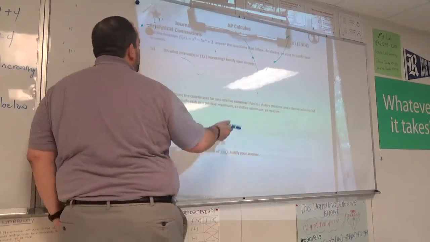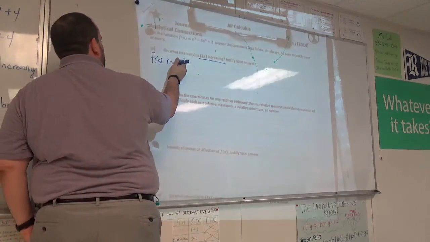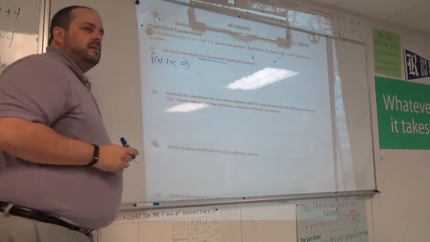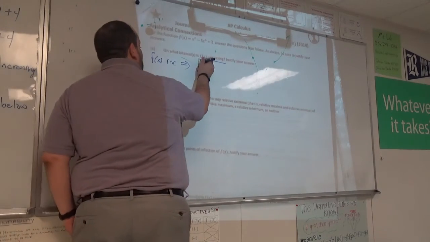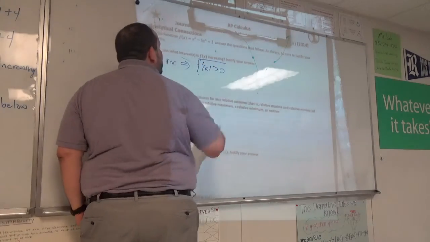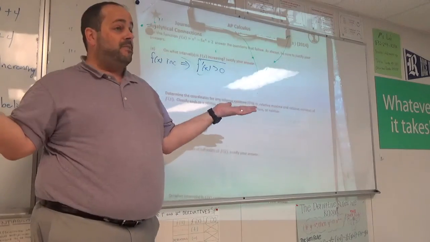Trust your instincts here. On what intervals is f increasing? I want to know where f is increasing. What do we know for sure? F is increasing. There's one thing you know for sure. Marvin, what do you know for sure? F prime of x is positive. And depending on the scoring rubric, that might actually get you some points.